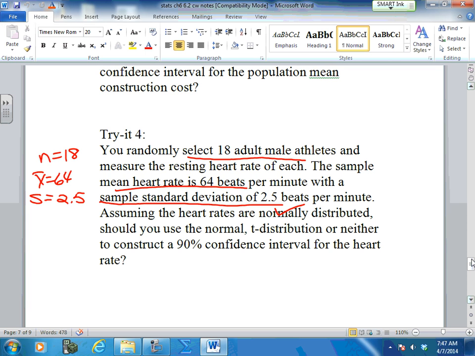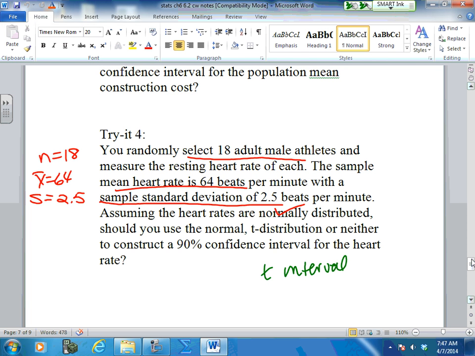Is N greater than or equal to 30? No. So is this normally distributed? Yes. Do I know the population standard deviation? No. So therefore, what do we use? T. What would be a situation where you would use neither?